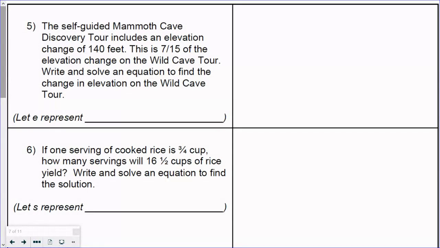Okay, the self-guided Mammoth Cave Discovery Tour included an elevation change. I remember elevation is the distance from the ground of 140 feet. This is 7/15 of the elevation change on the Wild Cave Tour. So right there was 2 important pieces of information. Okay. Write and solve an equation to find the change in elevation. Okay, so that's what our variable represents.